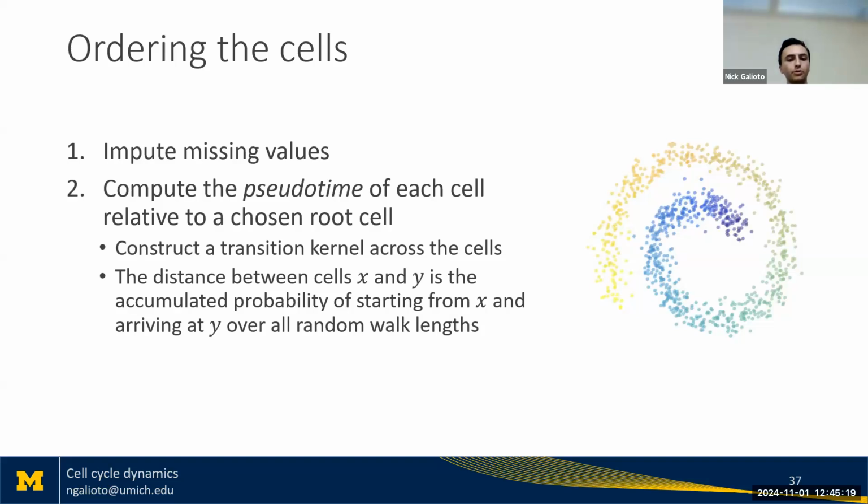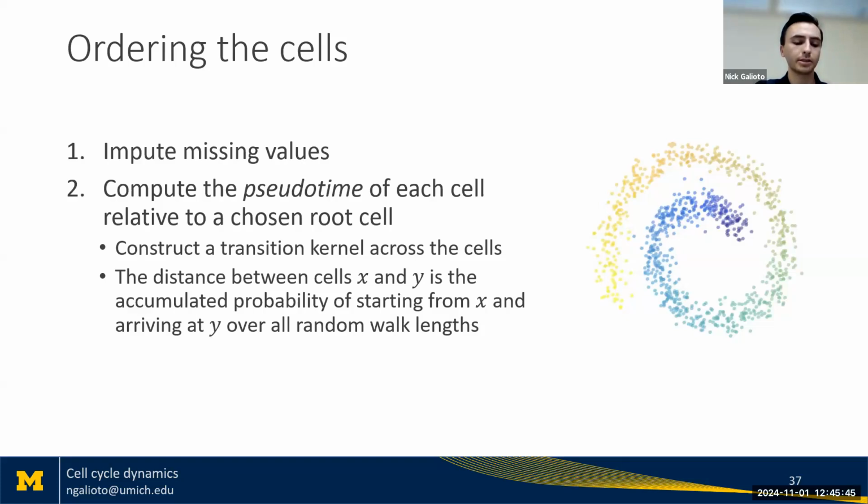And then we need to be able to order where each of these cells falls along the cell cycle. The way that we do this is there's a method known as pseudotime, where it assumes that the biological process, in this case the cell cycle, is continuous, and then it will look at the graph to come up with a distance between 2 cells.